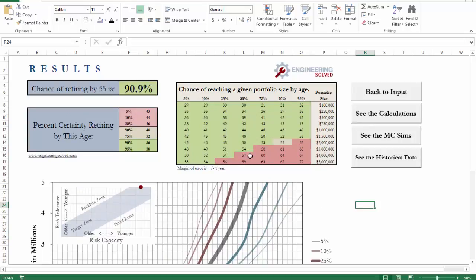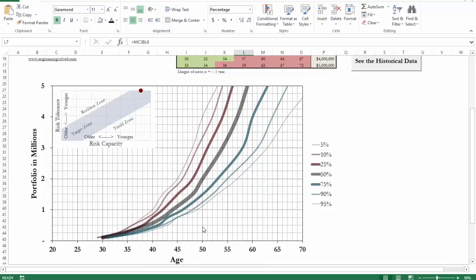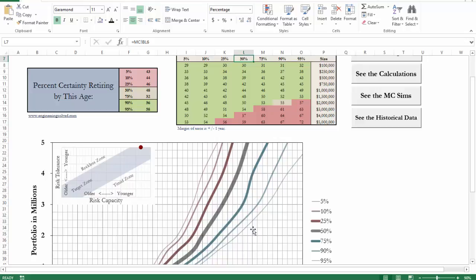And then here, let's check that out. So $2 million at age 50 is a 50-50 shot right here. And you can see that from the graph here, 50% chance is 2 million. So the graph and the table correlate.